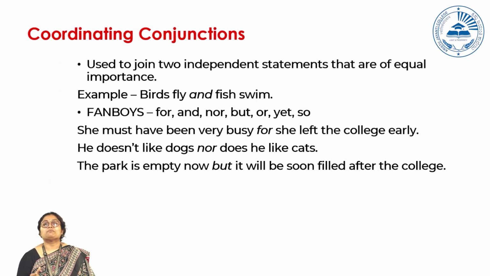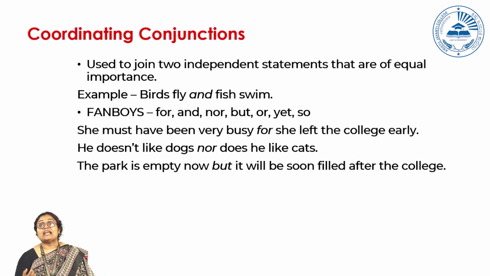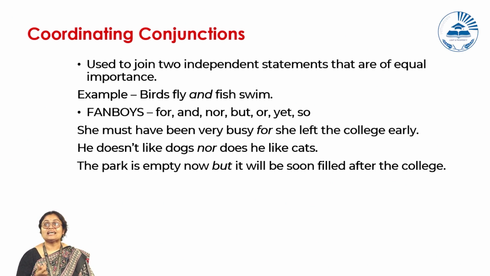If you look at this particular sentence, you'll find that this sentence can be divided or broken into two independent statements. The first one is she must have been very busy. It is again an independent statement. It can stand on its own. And the next statement, she left the college early. Again, it is a separate sentence which has the capacity to stand alone. So whenever we are joining two independent statements using a conjunction, the conjunction used there is called coordinating conjunction. So in this sentence, we are using the coordinating conjunction for to join two independent statements.